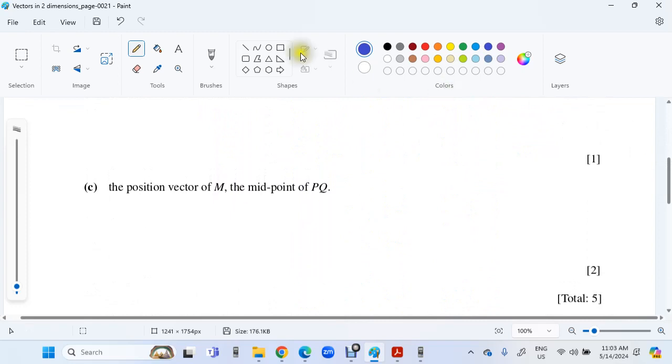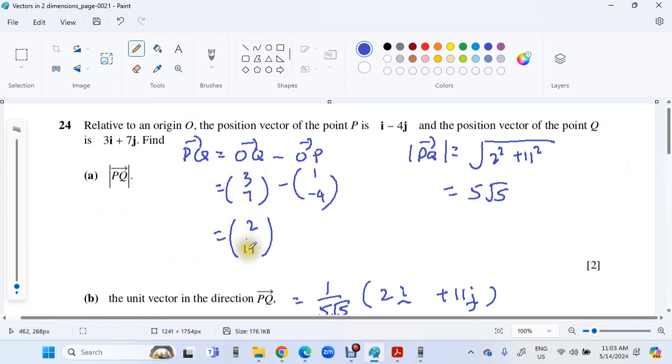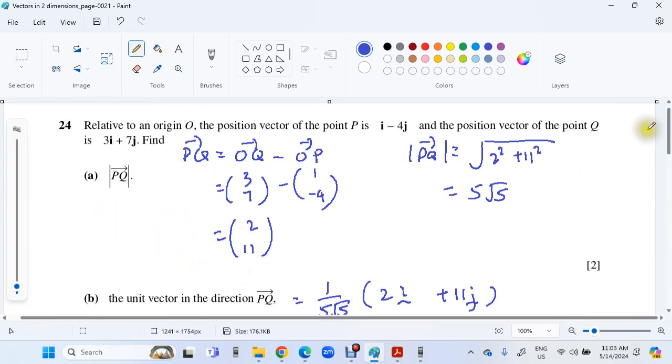So we know that if M is the midpoint of PQ, this is P and this is Q, then we will say that PM will be half of PQ. So PM is OM minus OP. It will be 1 over 2 of PQ. So PQ is what? PQ is (2, 1, 1).